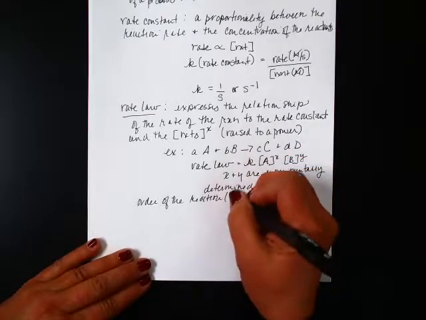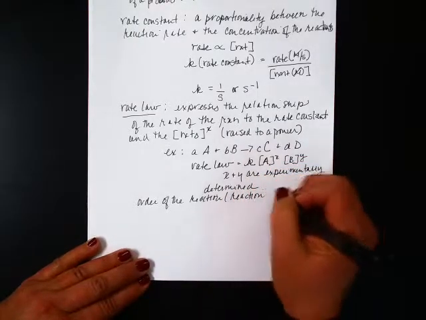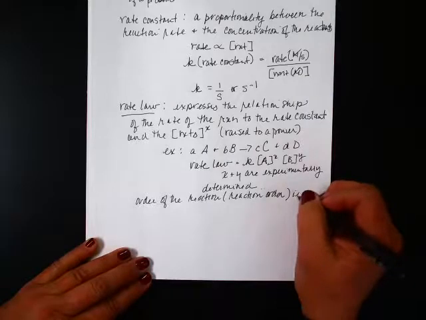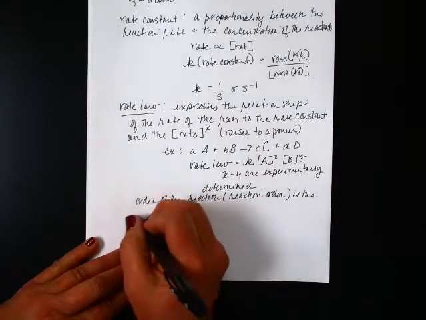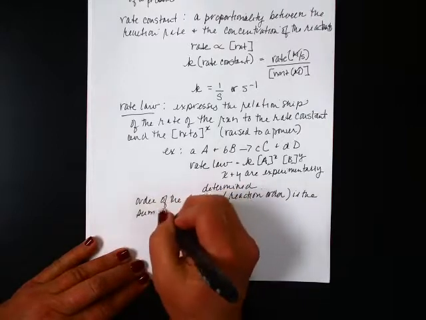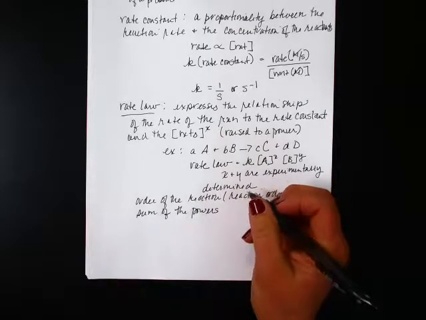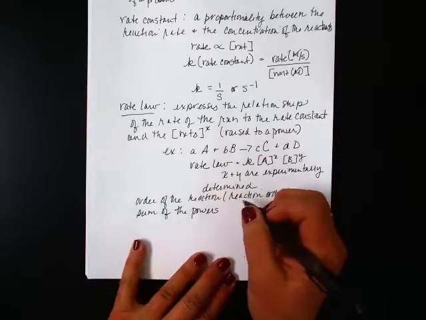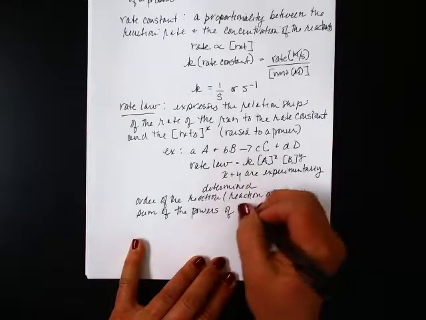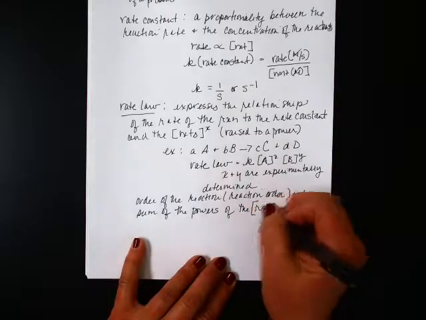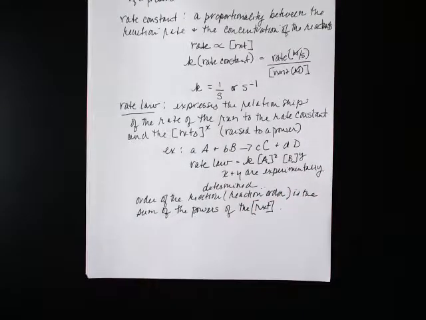Okay. The order of the reaction, or the reaction order, we could call it, is the sum of the powers that are assigned to those reactant concentrations. And obviously, those are the exponents that are appearing in the rate law.